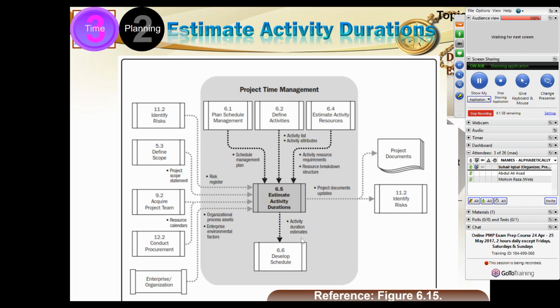The duration estimate is only required by develop schedule. It is not to be shared with resource estimation. It is not to be shared with sequencing. No one requires it, but this estimation goes directly to develop schedule. Develop schedule is the process where all of the project data is put together. Therefore, duration estimate is going there, resource estimate is going there, the network diagram is going there, the activity list and activity attributes are going there, and that is the point where everything is put together.